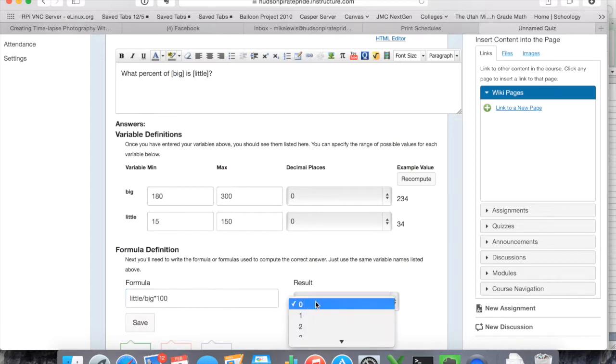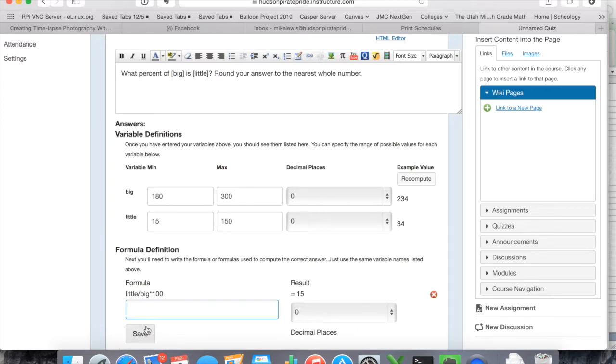And I'm not going to have them put any decimal places on their answer, so up here in the instructions I'll say round your answer to the nearest whole number. When I click save here, it shows me that with these example variable numbers, the answer would be 15%.